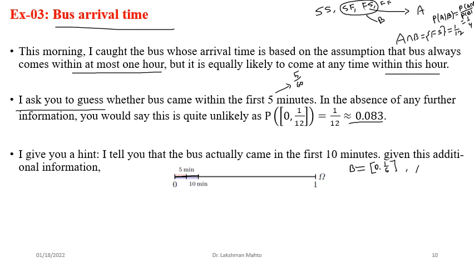And what is A here? It is already given. A is 0 to 1 by 12. So what would be the conditional probability? The intersected region, you have to normalize it. So normalization comes through the probability of B. So divide, directly take it like this. So probability of A given B, it would be what?